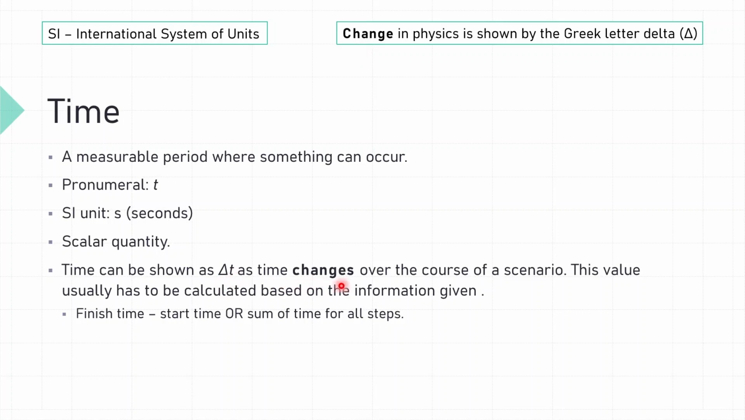So delta t can be shown as time changes. What delta t usually measures is the change of time or the progression of time. Now, this value we usually have to calculate. Sometimes we can just subtract the start time from the finish time. So if I start something at 4 o'clock and end at 4:05, delta t would be 5 minutes, finish time minus start time. Sometimes we talk about delta t or the change in time as the sum of time for all steps. So I do something in 10 seconds, I do another thing in 15 seconds, and I do another thing in 20 seconds. In total, the change in time or the time that's progressed is 45 seconds, but usually delta t is something that we calculate based on the context of a question.